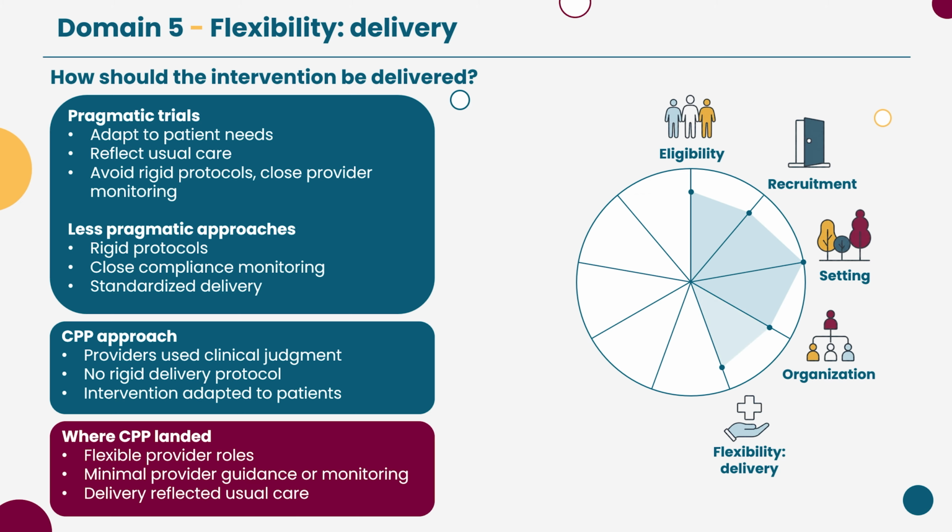Overall, we assigned a score of 4 out of 5 for Domain 5 because providers were given flexibility in delivery with minimal guidance on the delivery of intervention components. Importantly, flexibility here refers to how providers delivered the intervention, not how participants chose to engage, which is addressed in the next domain.